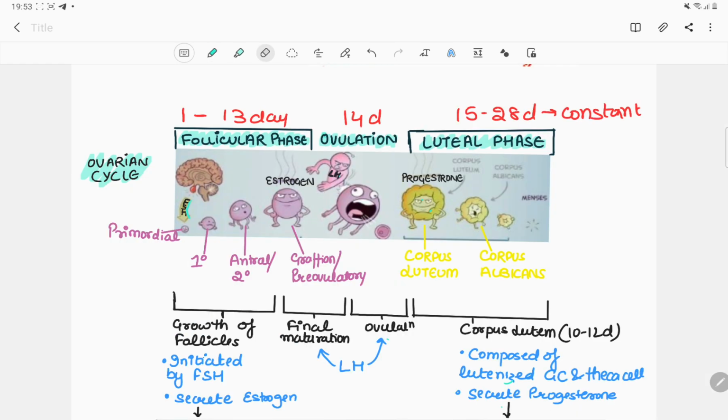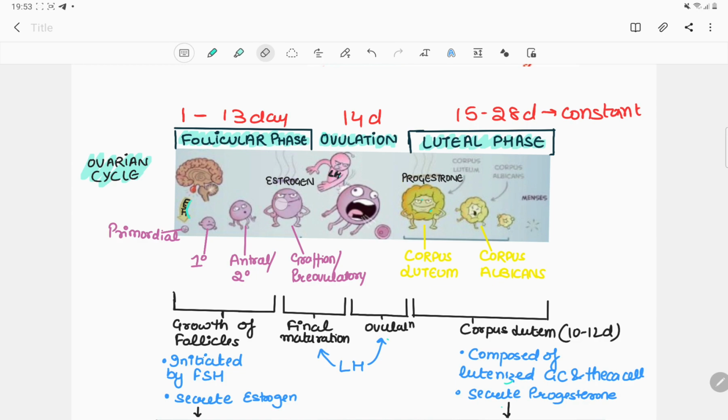Let's discuss the ovarian cycle. As you know, the ovarian cycle consists of two phases. The first half is the follicular phase, in between on day 14 is ovulation, then the luteal phase, which remains constant at approximately 14 days. The follicular phase starts with growth of follicles initiated by follicular stimulating hormone secreted by the anterior pituitary. In this, the primordial follicle gets converted into a primary follicle and the primary follicle converts into secondary follicles. Then the secondary follicle gets converted into the Graafian, also called the pre-ovulatory follicle.